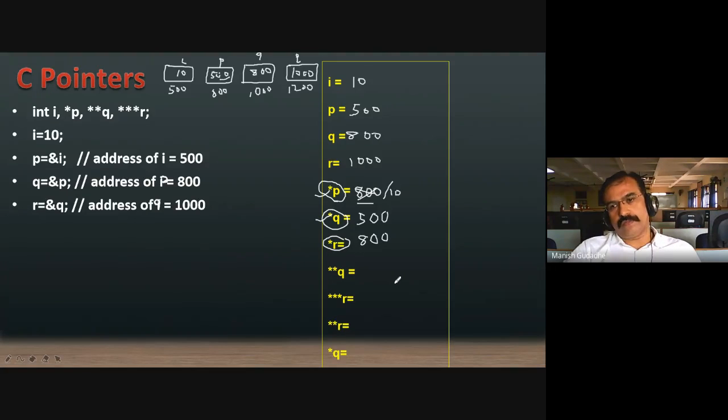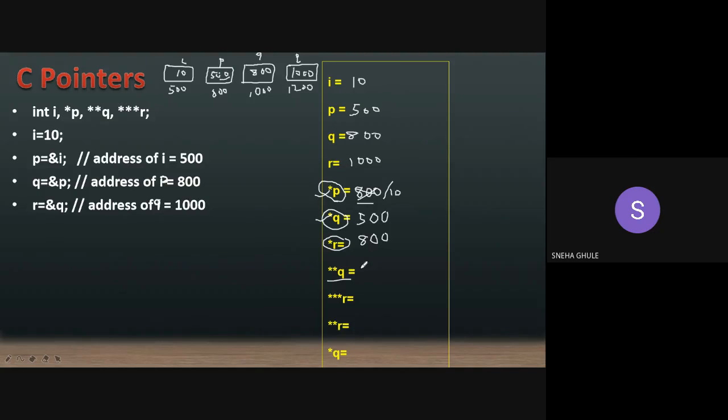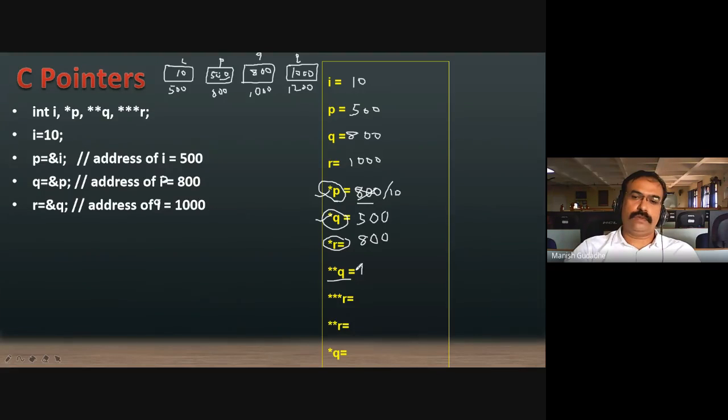Can I get the answer from Sneha for the next? Sneha, what will be the next answer? 10. Value at Q. So it will be value at Q. We'll put a bracket in front of this. Okay, so value at Q. This Q is 800. Value at 800 is 500. So it is value at 500. And hence it is coming out to be 10. You are absolutely right.